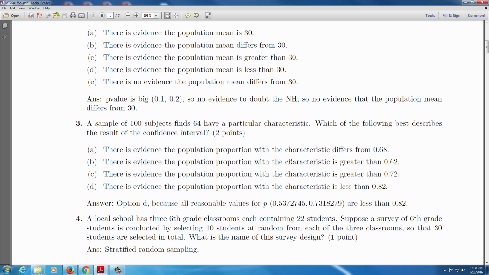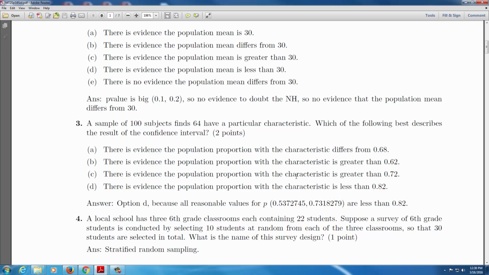option A is not true because 0.68 is a reasonable value according to this confidence interval, so you shouldn't conclude that the proportion is different from 0.68, so A is a wrong answer. In B, since 0.62 is one of the reasonable values, we don't have any evidence that the population proportion is more than 0.62. We would say that B is correct if the whole interval was bigger than 0.62, and it isn't, so B is not right.